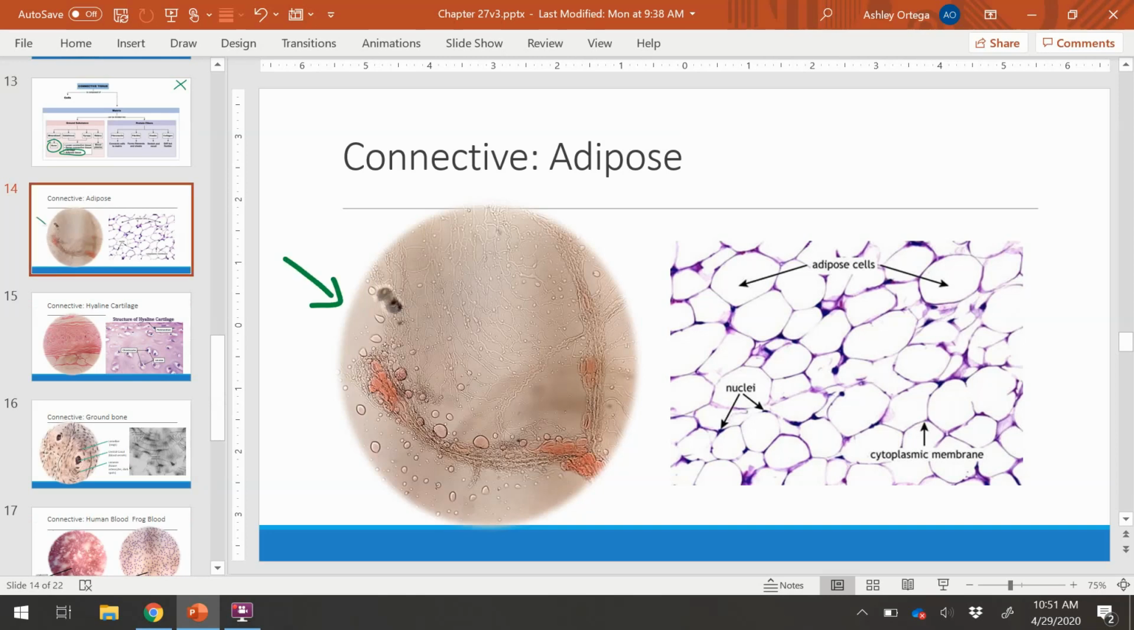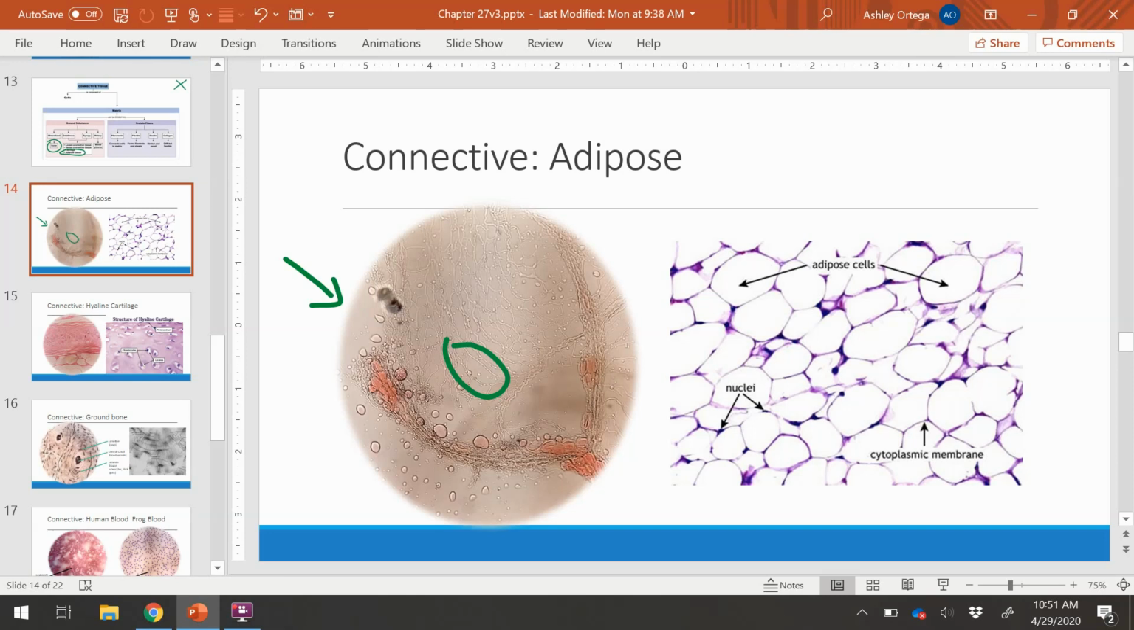This example here is what we have in lab, and it's not super helpful as you can't really see the adipose cells that well, as it's not stained very well. But if you were to look very closely, you can kind of see some clear outlines. Those are what you would be looking for there.